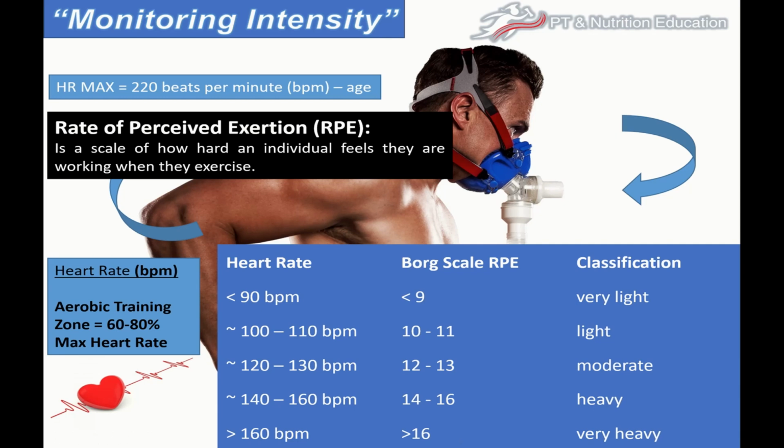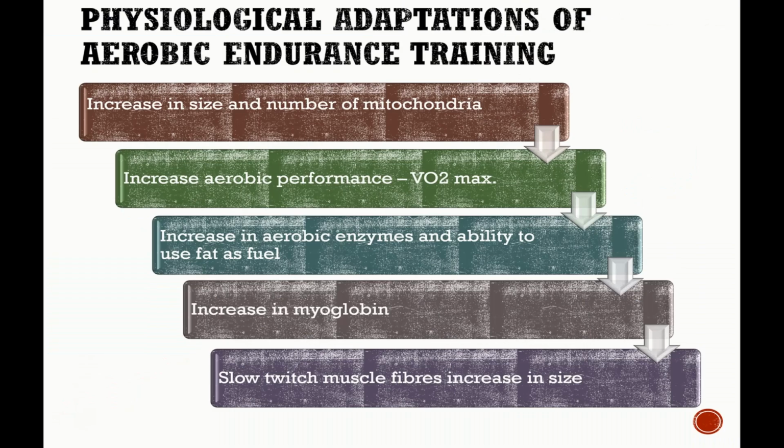So there we have it, some of the ways in which we can monitor intensity during aerobic endurance training, and for you as a personal trainer, something that might be really useful as you plan and deliver your training programs to your clients. And lastly, we focus on the physiological adaptations which occur when we're doing aerobic endurance training.